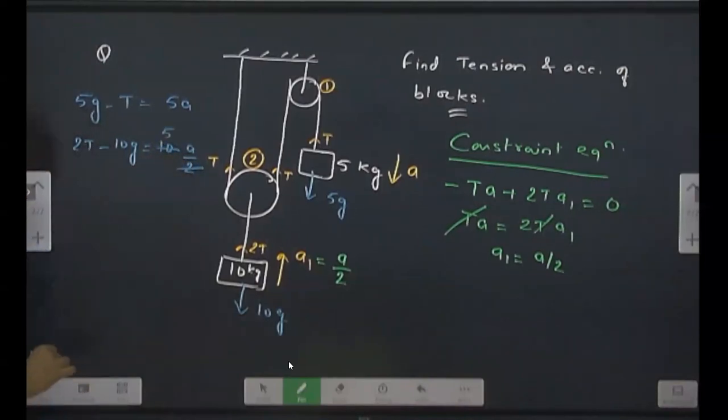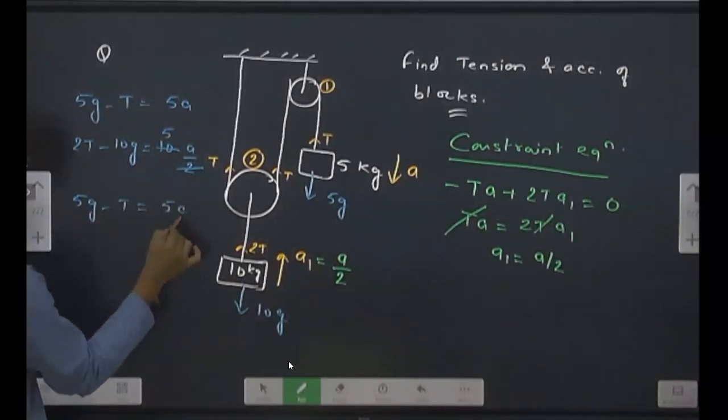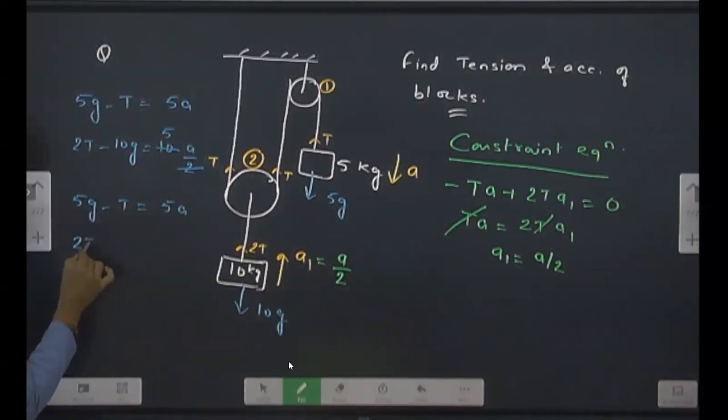That means 5G minus T equal to 5A. And here 2T minus 10g equal to 5a. Now solve. This is in your hand.